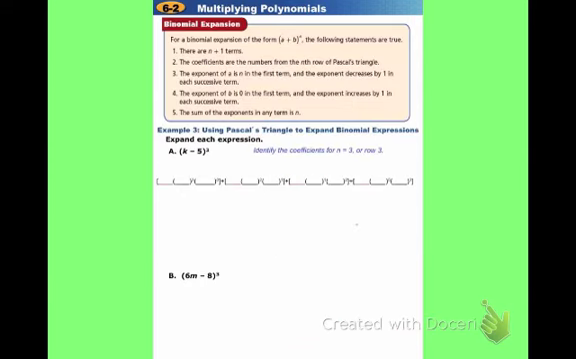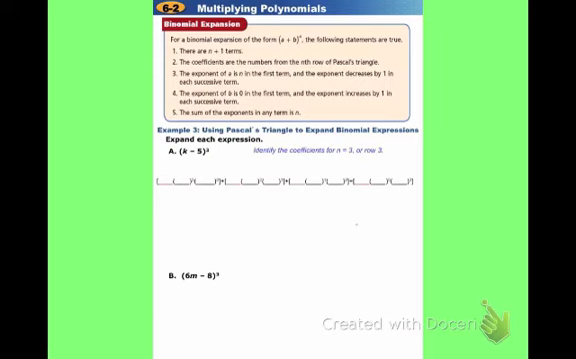Now this other method, the more traditional way you'd see, and the way the textbook focuses on, is based on these ideas. First of all, for a binomial expansion of the form a plus b to the nth power, the following statements are true. Number 1, there are n plus 1 terms. So if you were expanding something with a power of 3, you're going to get 4 terms. If it had a power of 4, it's going to have 5 terms, and so on. 2, the coefficients are the numbers from the nth row of Pascal's triangle.